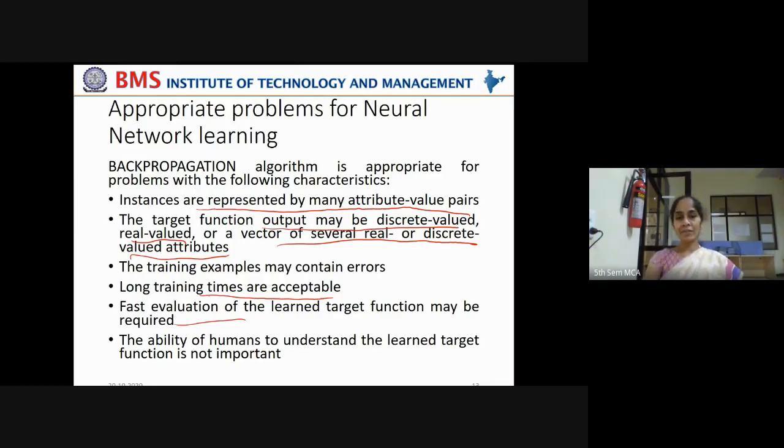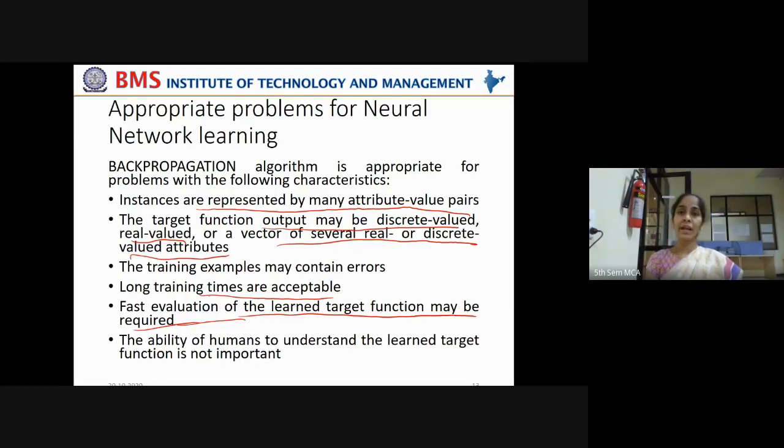Okay. And fast evaluation of the learned target function may be required. Whenever you want some fast evaluation, see, if you're in an autonomous driving vehicle and some vehicle is coming right in front of you, and your vehicle is not able to take a decision whether to turn left or right and stays still on the road, what will happen? That is why fast evaluation is required, and artificial neural network is capable of doing that fast evaluation.